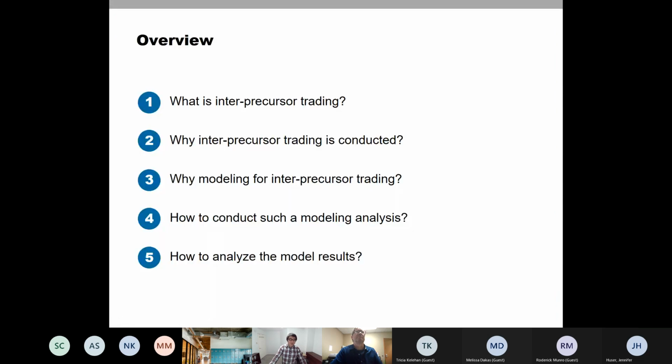So the overview of today's presentation, we'd like to talk about 5 points. First, what is inter-precursor trading? Second, why inter-precursor trading is conducted. Third, why we need to do modeling for those inter-precursor trading, and how to do such a modeling analysis. And finally, how do we look at the results and analyze them?